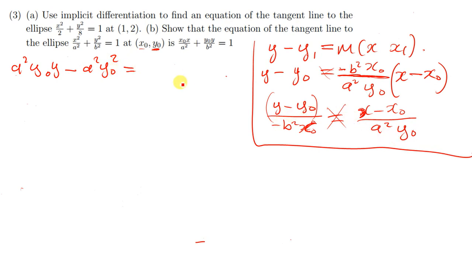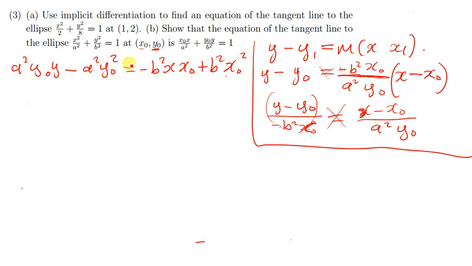Then on this other side we're going to have negative b squared and x naught multiplied by x. We're going to have negative b squared x times x naught, and then plus b squared, because negative times negative will give us a plus. We'll have b squared, then x naught squared. So this is what we have.